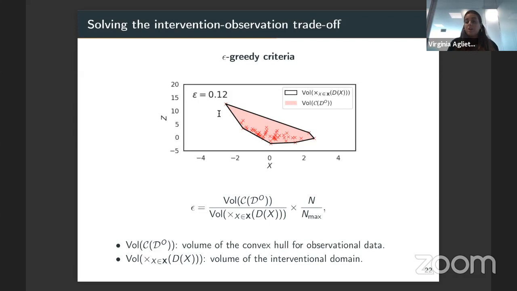So that's what this epsilon criteria is actually doing.